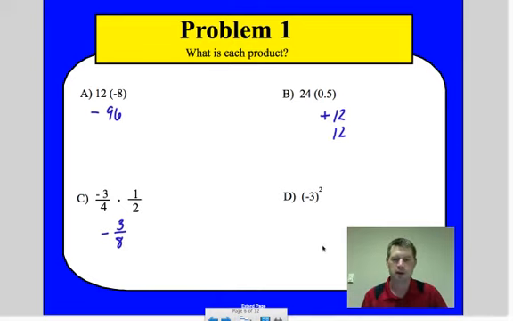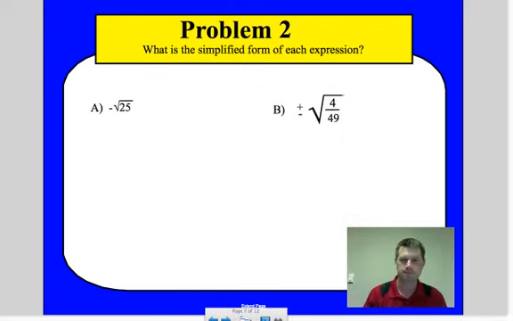D, we have negative 3 squared. Now you have to keep in mind there, sometimes people mess up with this. Negative 3 squared is negative 3 times negative 3, so it's twice. There are actually 2 negatives, which means that our final answer will be positive. 3 times 3 makes 9. So again, pay attention to the signs. Part A was different signs, so we end up negative. Part B, same signs, so we were positive. Part C, different signs, so negative. And then D, same signs, positive. So don't mess up on the signs.